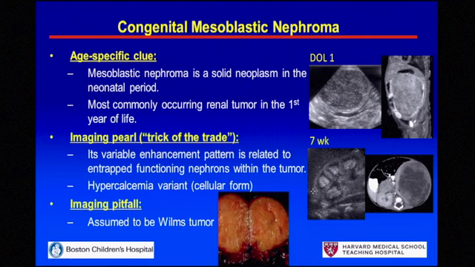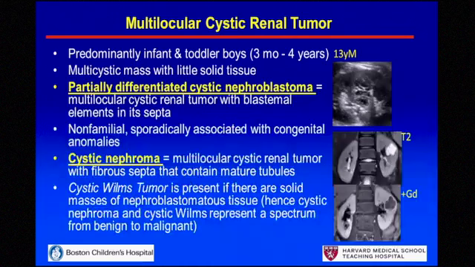It's thought that the variable enhancement pattern of these tumors is due to trapped nephrons within the tumor. And interestingly, you can get a hypercalcemic variant, often called the cellular form, where on the contralateral kidney you may see rather dramatic medullary nephrocalcinosis, and this is a really good clue for the diagnosis of congenital mesoblastic nephroma, cellular form. But you do have to be cautious. These can mimic Wilms tumor, and they're often assumed to be Wilms tumor.